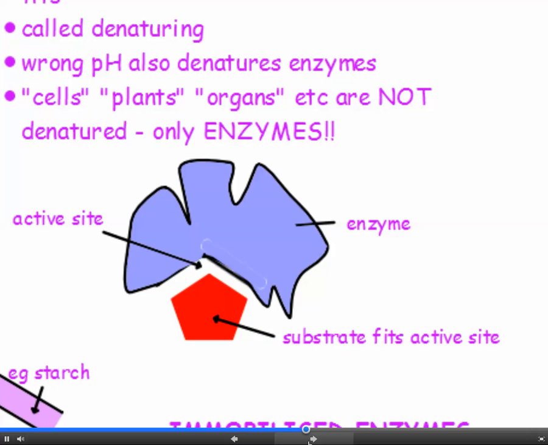So the enzyme is in blue, the substrate is in red. You can see that the substrate fits into the active site where the reaction takes place, and then the products are released.